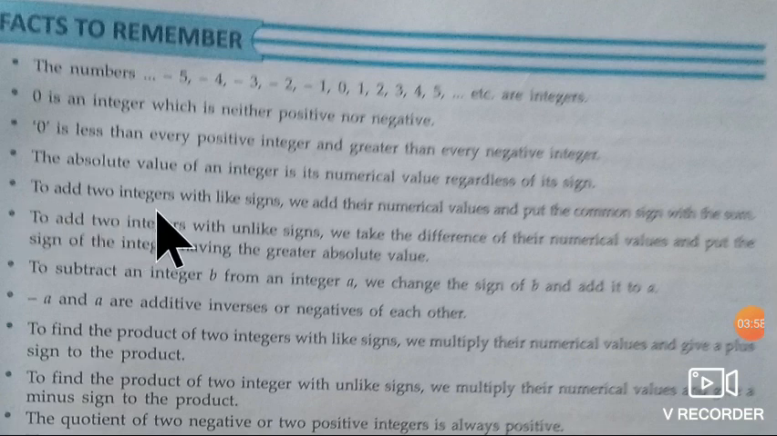The next, to add two integers with like signs. It means 1 plus 2 equals 3 and -1 plus -2 equals -3. To add two integers with like signs, we add their numerical values and put the common sign with the sum. It means -3 plus -2: we add the numerical values 3 plus 2 equals 5 and put the minus sign after the sum. And 3 plus 4, we add the numerical values of 3 and 4, equals 7, and put the positive sign.